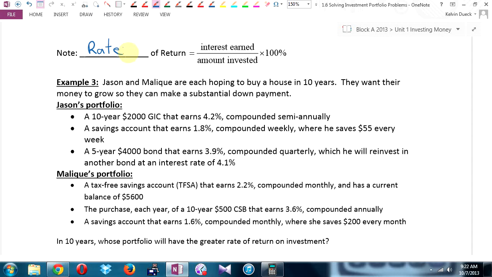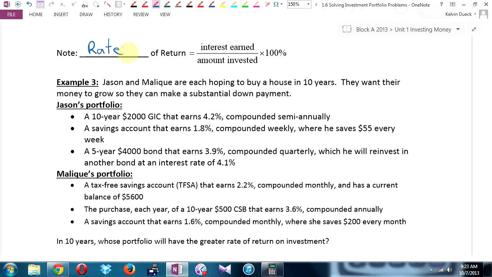All right, let's buy a house. Jason and Malik are each hoping to buy a house in 10 years. Check. They want their money to grow so they can make a substantial down payment. Very few people buy a house for cash, but what you do is you put a cash down payment, then you take out a mortgage on the rest. A mortgage is a fancy term for a loan where you have something as collateral like a house.